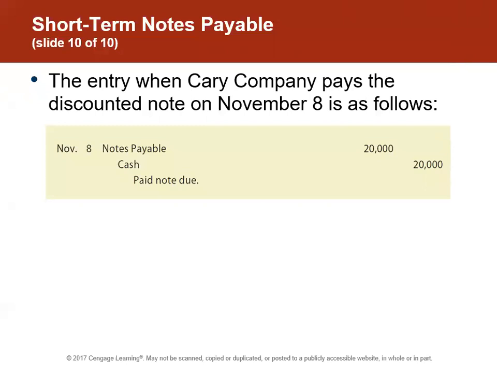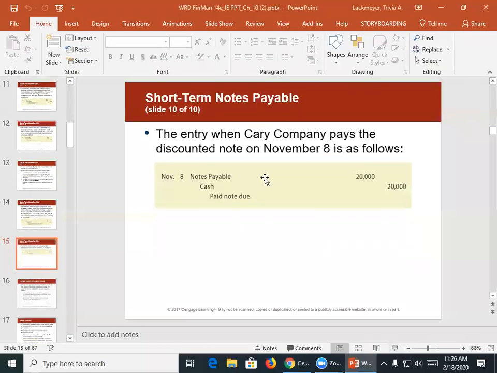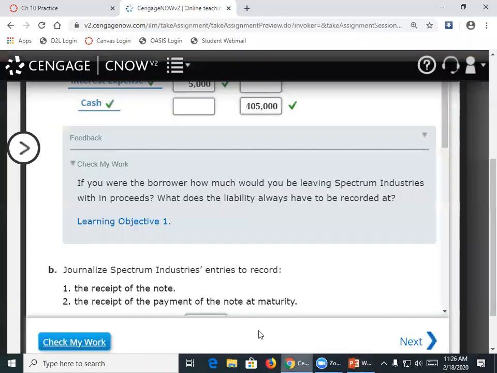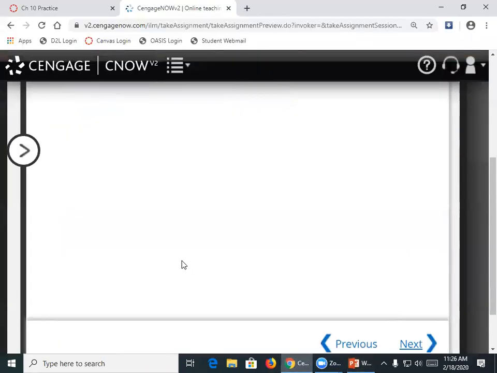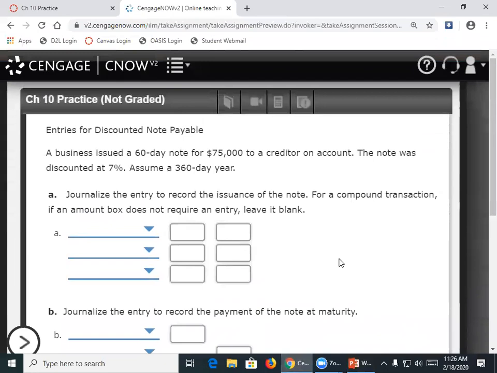Okay, well, while we're in here, why don't we go ahead then and go back to the practice and do an example on a discounted note. So go back and disengage to your practice. And our second one is entry for discounted notes payable.